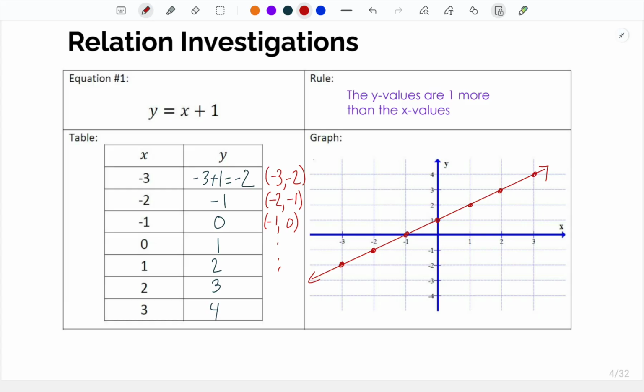So go through the rest of the equations in this initial investigation part and fill in the table of values, fill in the rule, just try your best to find a way to put it into words, and then plot the graph. So some of these equations will be familiar, some of them will not be familiar. So do your best, and then pause the video for now, and then come back to this video when you're ready to see how each of those will look.